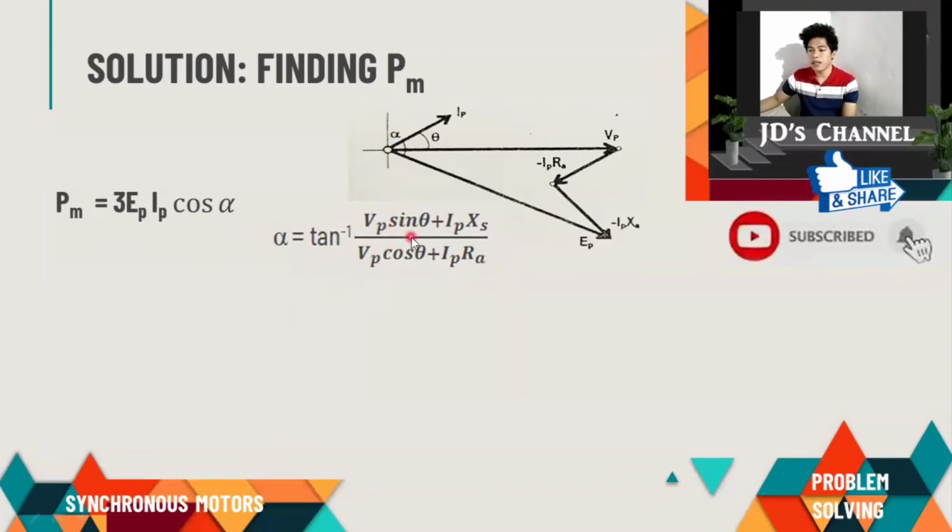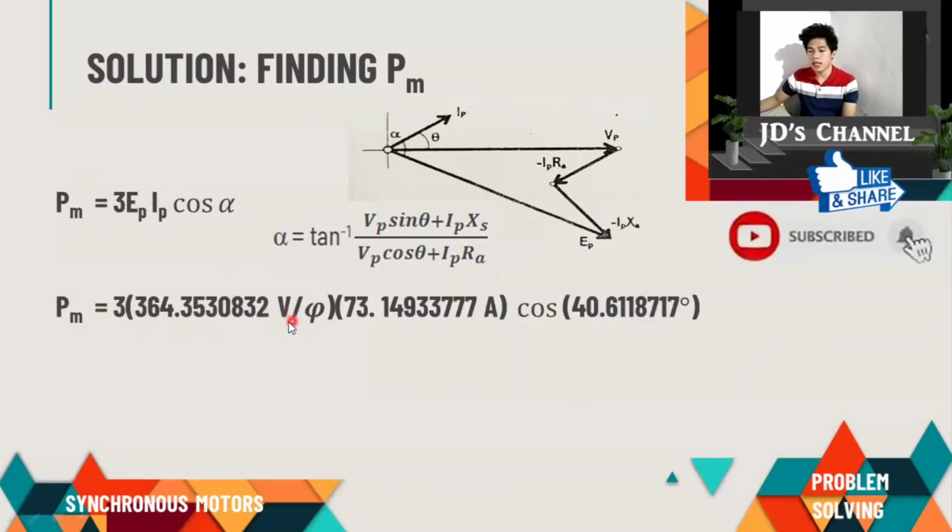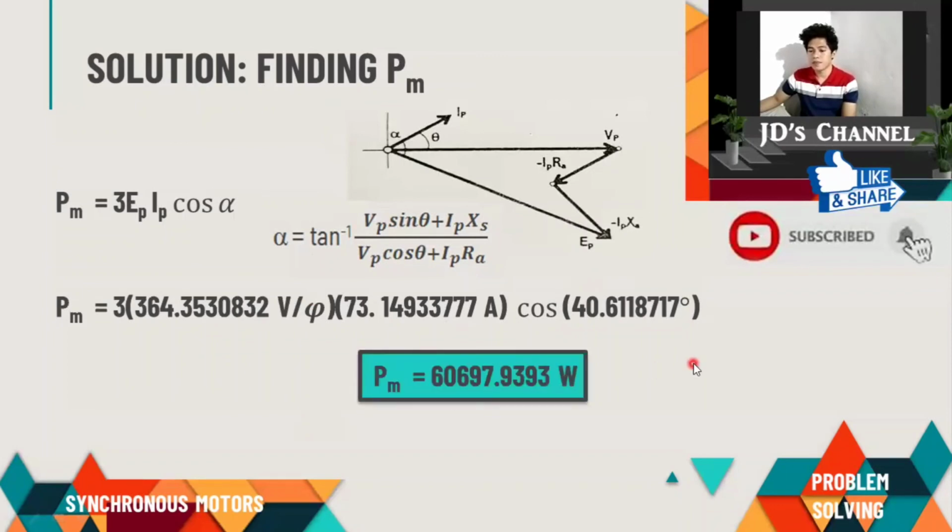Substitute our values here, class, and place the result in our alpha. And we also substitute our values here. So, 3 multiplied by our E phase, volts per phase, then our current, cosine, and the value of our alpha using this formula. What would be the answer for our mechanical power developed? That is 60,697.9393 watts.